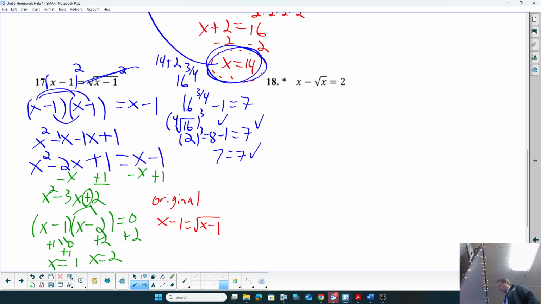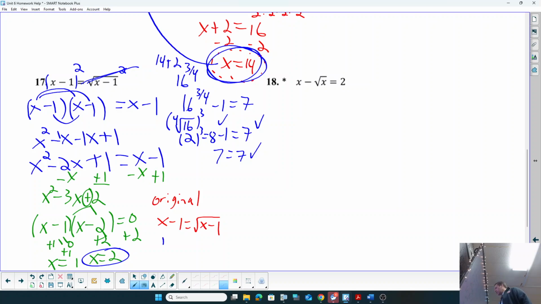I think the 2 is going to work because 2 minus 1 and the square root of 2 minus 1. 2 minus 1 is 1. The square root of 1 is 1. 1 equals 1. So the 2 definitely works, but I'm not sure about the 1. Because the problem is, when you plug the 1 in, it might work. Let's see, because usually a square root never yields a negative number, right? But I don't know, 1 might work.